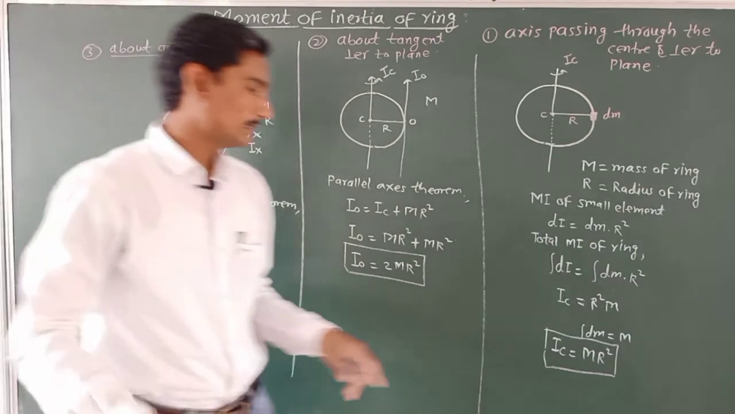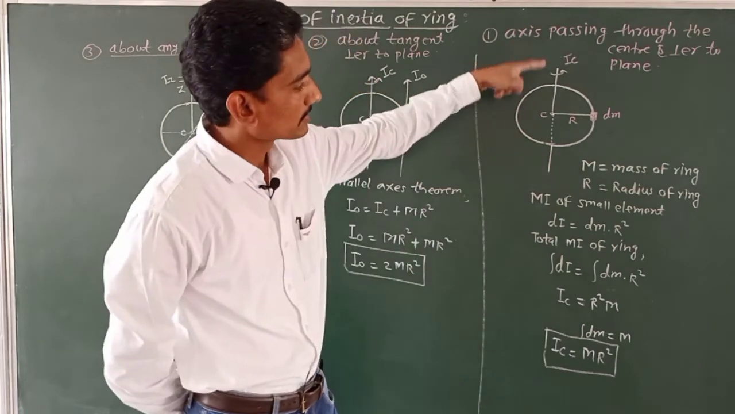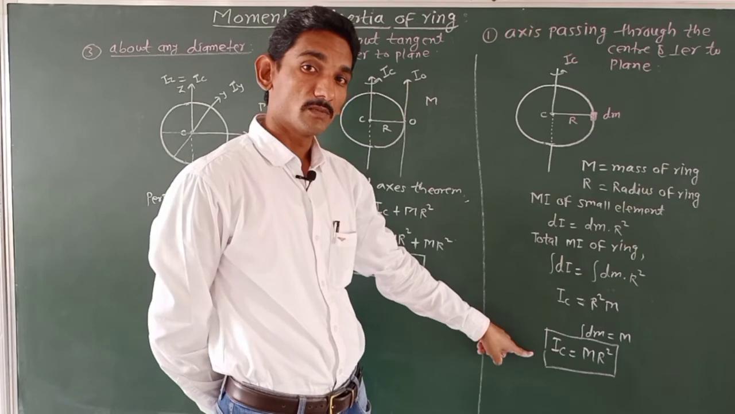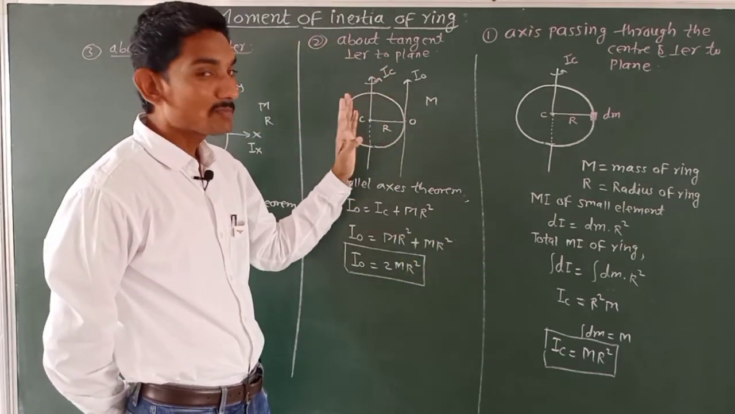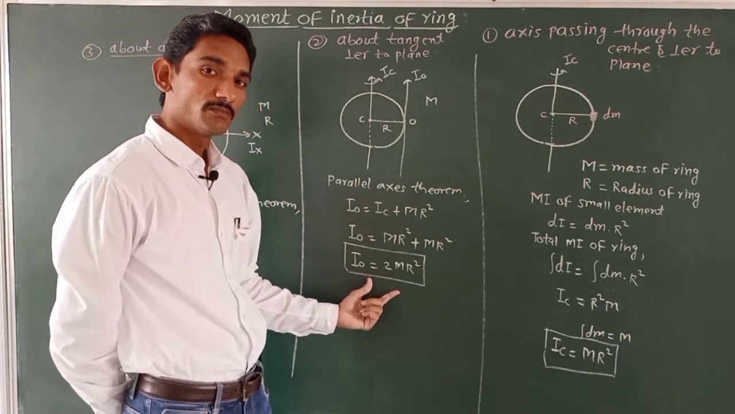So these are the relations for the moment of inertia of a ring about an axis passing through the center and perpendicular to the plane, that is Ic equals mr square. If the axis of rotation is passing through the tangent and perpendicular to the plane, then the moment of inertia is 2 mr square.